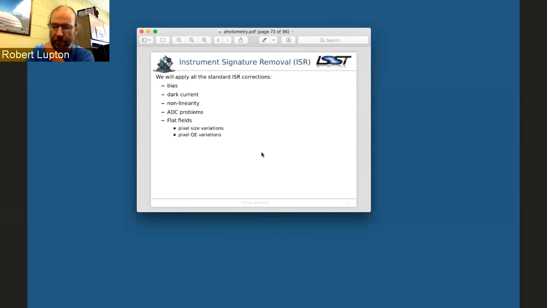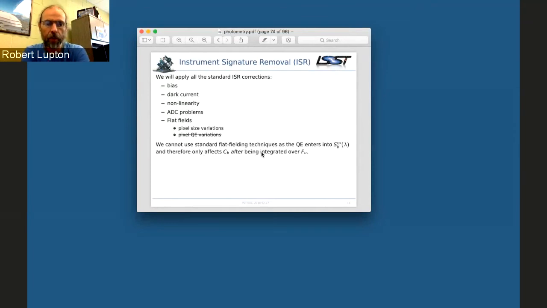We will apply flat fielding. We'll correct some level of pixel size variations. That's hard, actually. But we will not correct for the QE variations, because you can't. Because the QE variations are a function of wavelength, and they only enter the counts after you've integrated over the F nu, over the SED. So you can't do classic flat fielding, because that depends, as we all know, on the SED of the source. That's normally only a problem. Well, let me keep going.